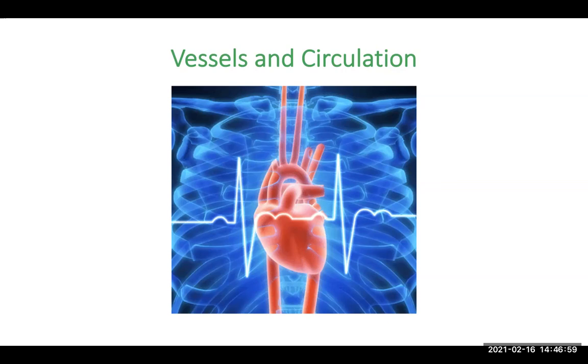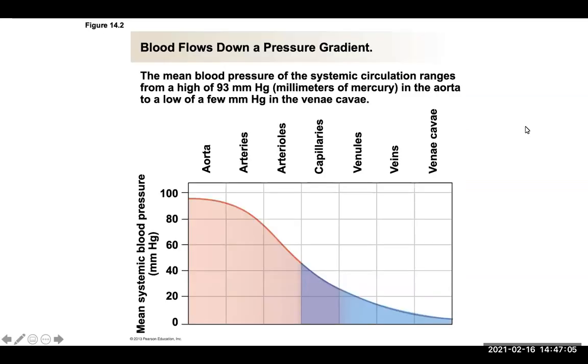Today is going to end our cardiovascular system. We're going to finish off by talking about vessels and circulation. So, your pressure, volume, flow, and resistance are all going to contribute to the way that your blood travels through your arteries and veins. So, when you're looking at the way that blood flows down pressure gradients, it's like we've always talked about with everything beforehand, too.